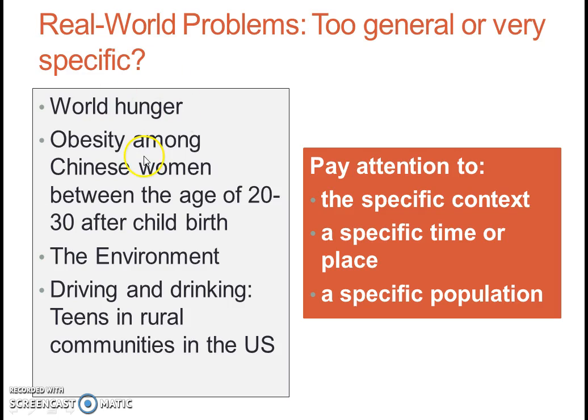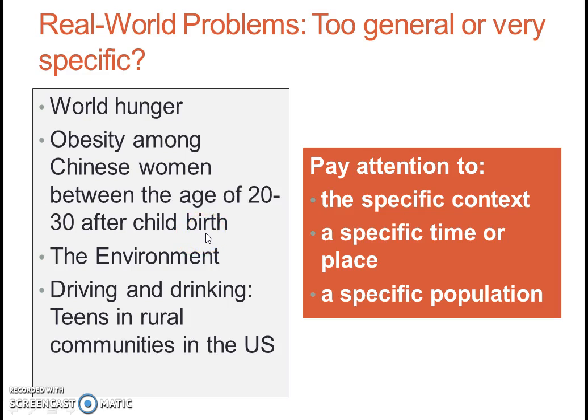If we look at the next one, obesity among Chinese women between the age of 20 and 30 after childbirth. Well, we're dealing with obesity, that's a problem. We're dealing with Chinese women, so we've defined the gender. We're looking at an age and an additional specific condition. So we're looking at a specific context, a specific time or place. Time is an age or the time after childbirth, place is China, and of course our population, which again is Chinese women aged 20 to 30 after childbirth.